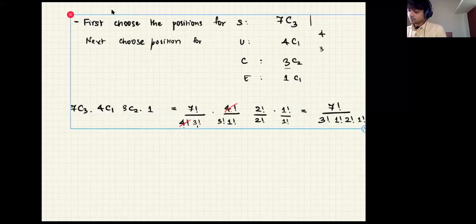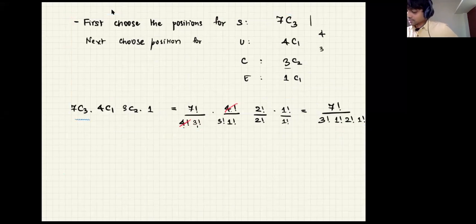So then I had to just manipulate it. So I will get 7C3 into 4C1 into 3C2 into 1. This is 7 factorial by 4 factorial, 3 factorial. This is 4 factorial by 3 factorial into 1. This one, I made a mistake here, which should be 3 factorial by 2 factorial into 1 factorial. So then things will get cut, and I should get 7 factorial by 3 factorial into 2 factorial.